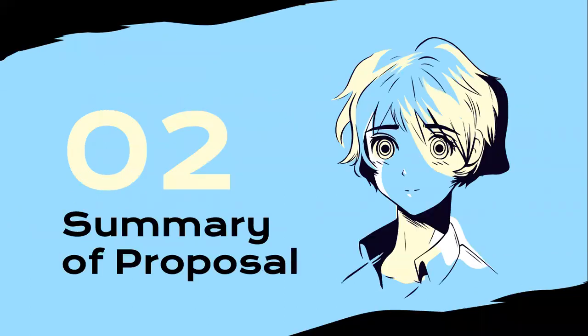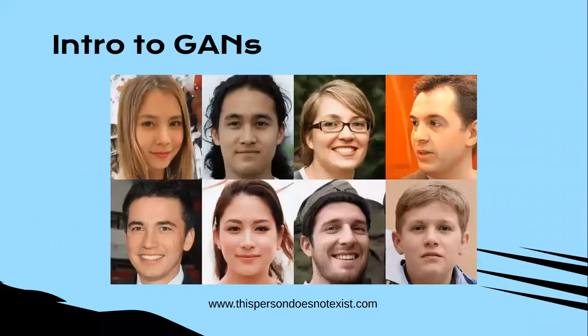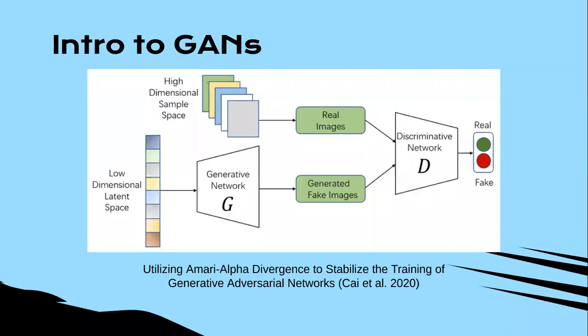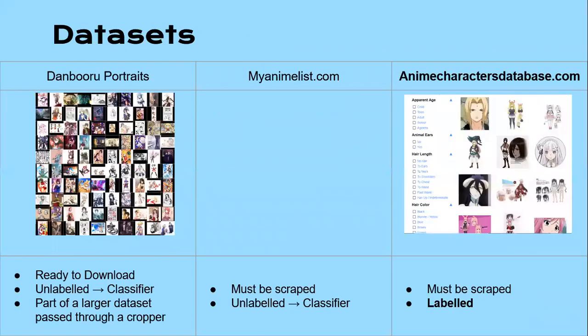To summarize our proposal very briefly, GANs are networks that generate fake data. These are data from "This Person Does Not Exist". There are two networks, a generative network and a discriminative network. A generative network creates fake data, and the discriminative network tries to separate or identify the real data from the fake data, and the two networks kind of compete with each other.